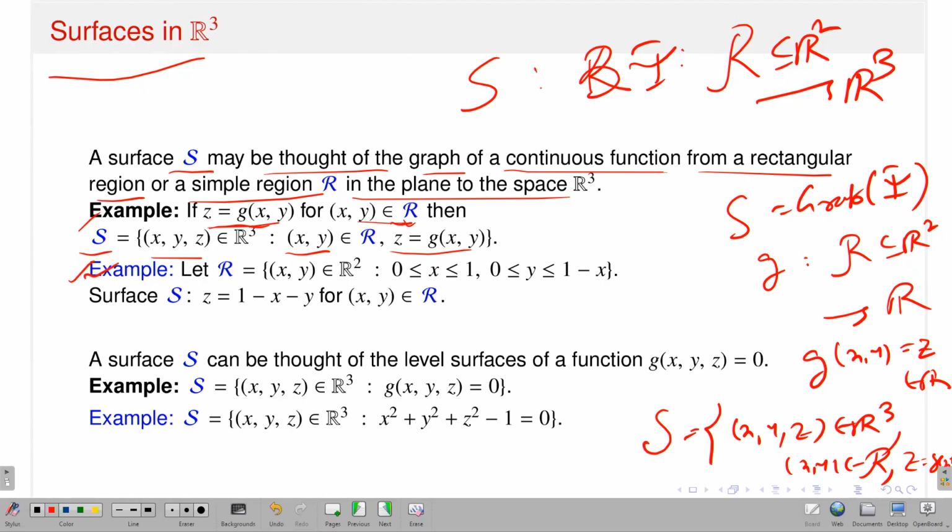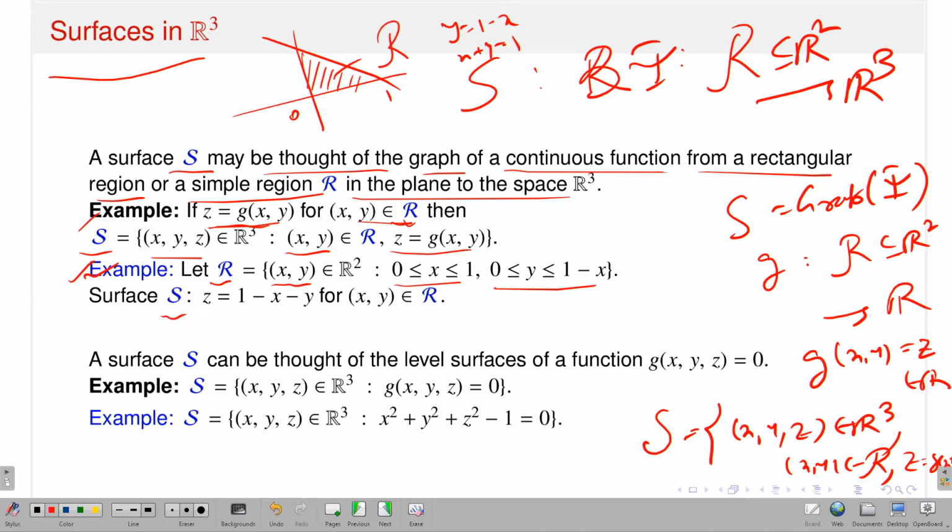So this you can think about as the graph of a continuous function. Consider the region R in R2, but it is a special type of region where x runs from 0 to 1 and y runs from 0 to 1 minus x. That means you can see what sort of region. So y is equal to 1 minus x, that means x plus y is equal to 1, so that is a straight line. This is 0, 1, this is x, and y runs between 0 to 1 minus x. So this is the region I am talking about, the region R.